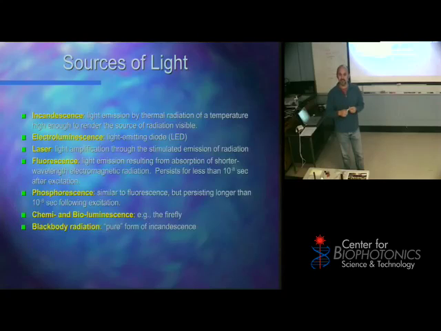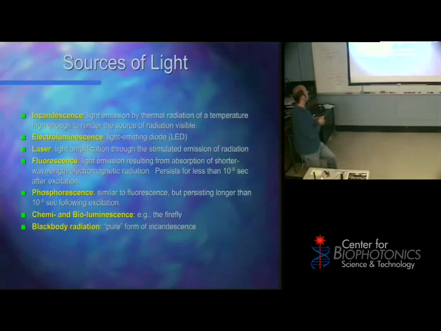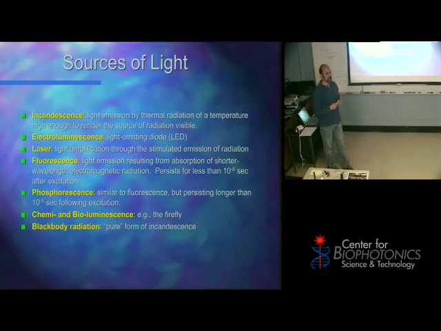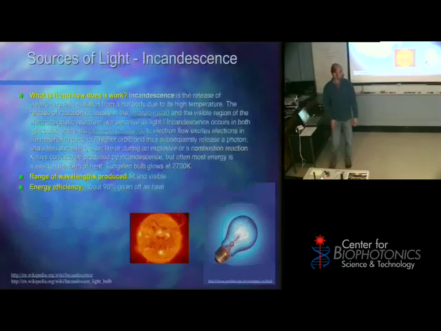Now, it wouldn't be very pleasant to do that, but basically when you burn something hot enough, it gives off white light. We're going to talk about electroluminescence, like light-emitting diodes, LEDs, laser, fluorescence, which is light emission. You take in high-energy light and you re-emit lower-energy light. We're going to be talking about phosphorescence, which is very similar to fluorescence, but persists longer in time. And then we're going to talk about chemi and bioluminescence, like the firefly, and black-body radiation, which is a pure form of incandescence. Okay? So, don't worry about having to write all this down. It will be on the online. I'll be putting that up.